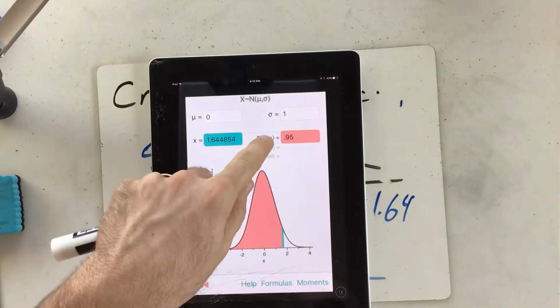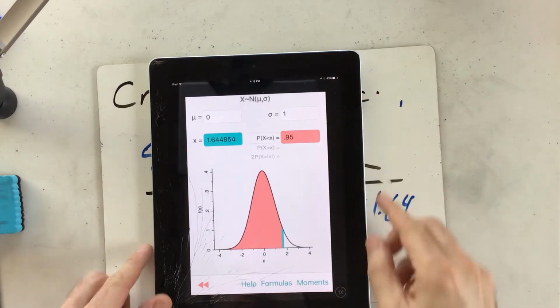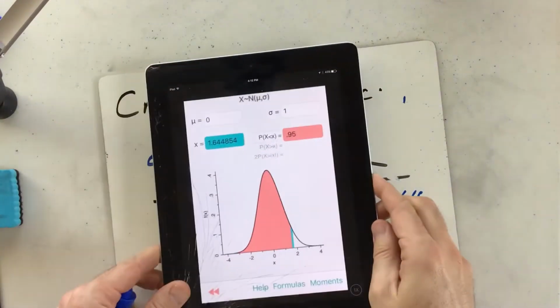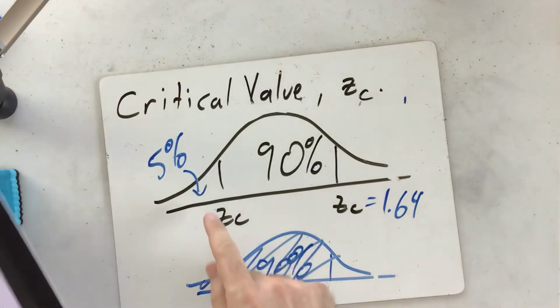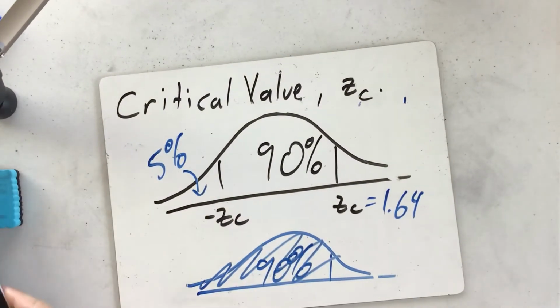You use the less than, and you put the percentage, but don't put the 90%, put 95% because you have to add the amount that's on this tail over here on this side.